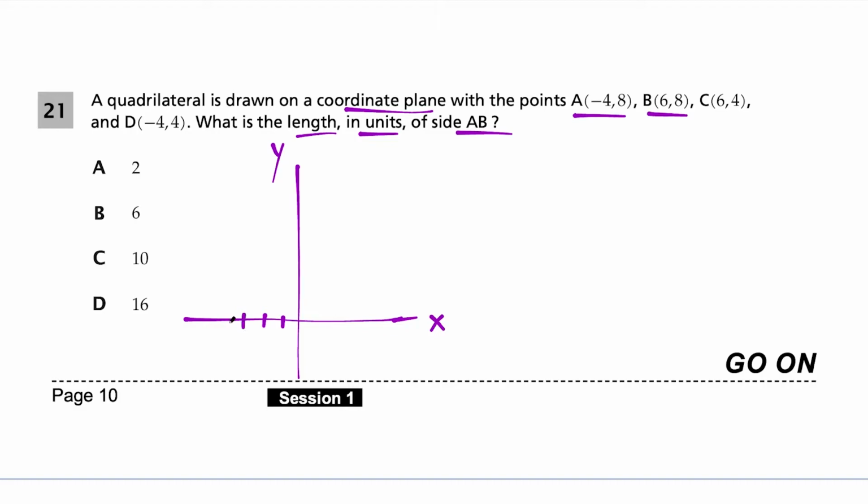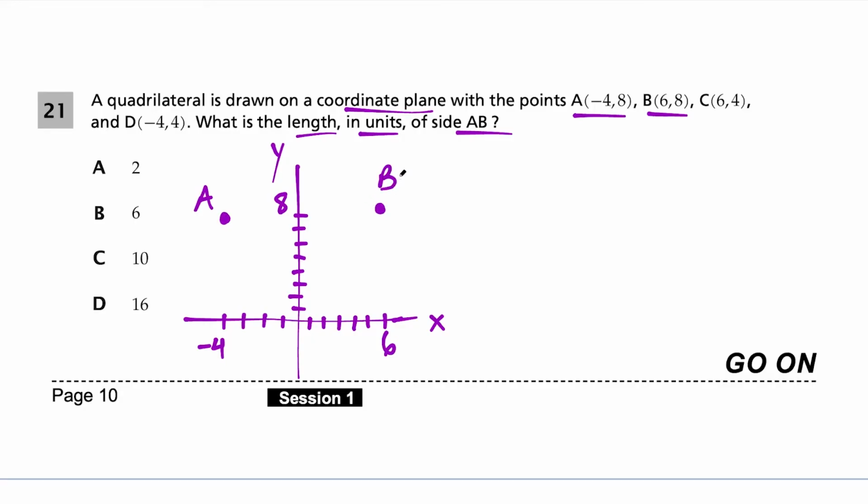So that would be to the left 4 units. So we're going to the left 4 and we're going up 1, 2, 3, 4, 5, 6, 7, 8. So that would be all the way up here at negative 4, 8. So that's the location of point A. And then point B is at the location 6, 8. So that's a 1, 2, 3, 4, 5, 6. And we already have 8 marked on the y-axis. So that's going all the way up here.